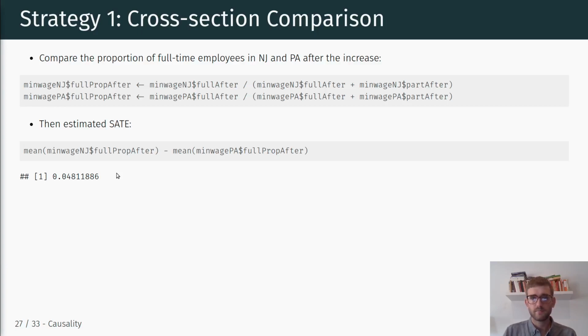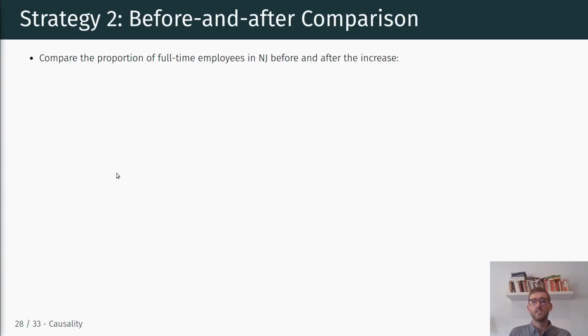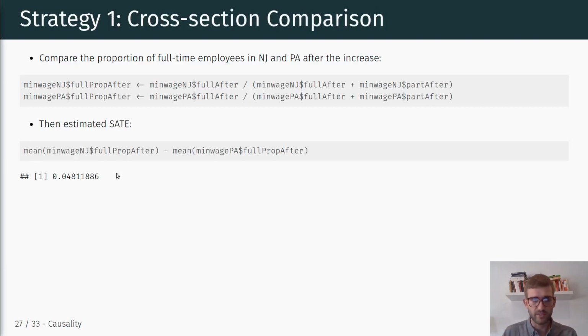Okay. So another strategy to examine the same underlying causal effect that we're interested in is to look at a before and after comparison. Okay. And here we're comparing the proportion of full-time employees in New Jersey before and after the increase. Okay, so in this case we had the potential confounders that jeopardize our causal inference.